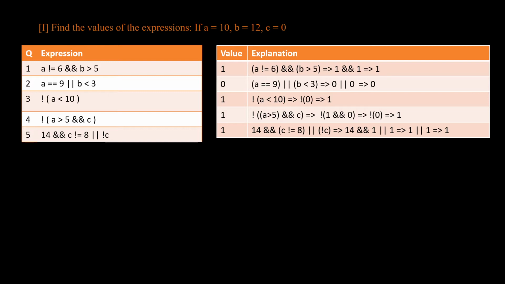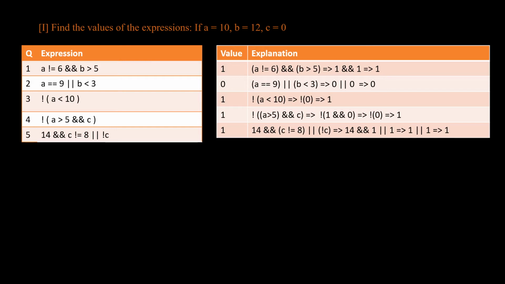Next expression is not of A less than 10. Not is a unary operator which has high priority, but since A less than 10 is in braces, that gets executed first. So not of A less than 10 is not of 0, which is 1. And not of A greater than 5 and C: relational has higher priority than logical and. So 10 greater than 5 is 1, 1 and 0 is 0, not of 0 is 1.